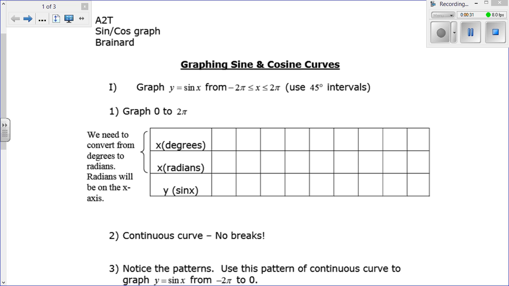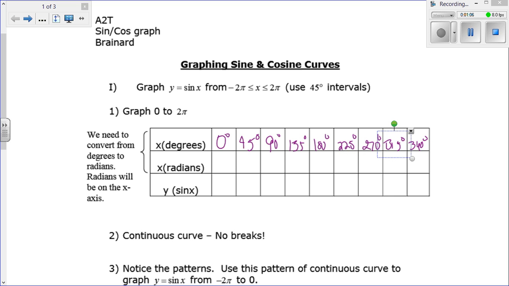So every 45 degrees would be 0 degrees, 45 degrees, 90 degrees, 135, 180, 225, 270, 315, and 360. So that's counting by 45 degrees.